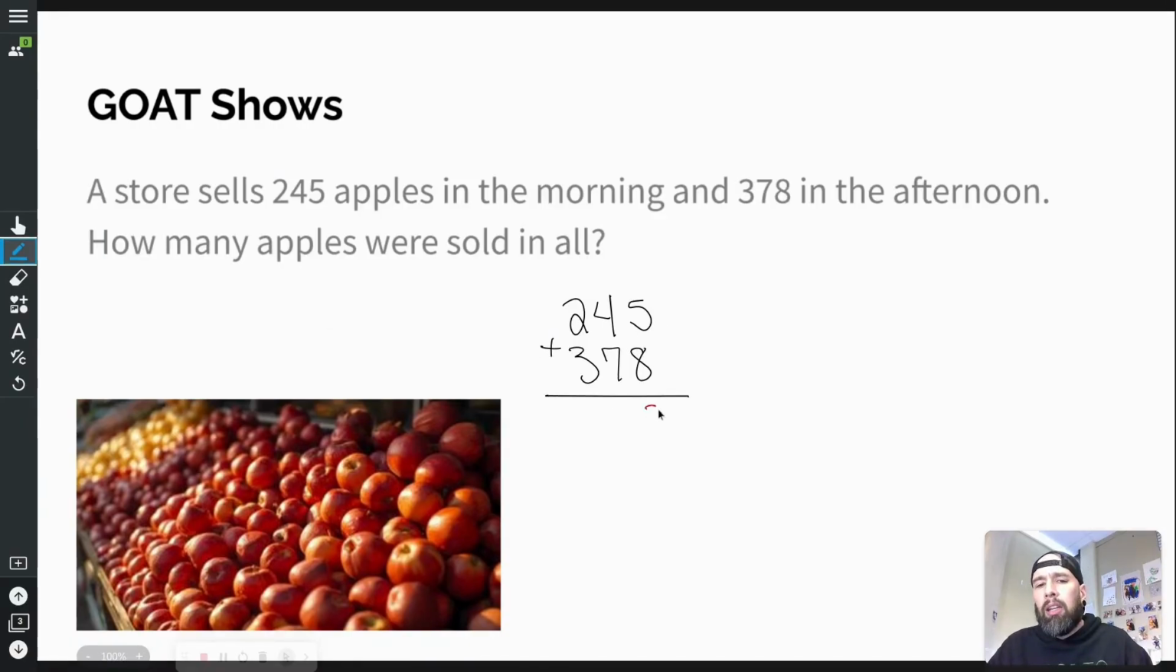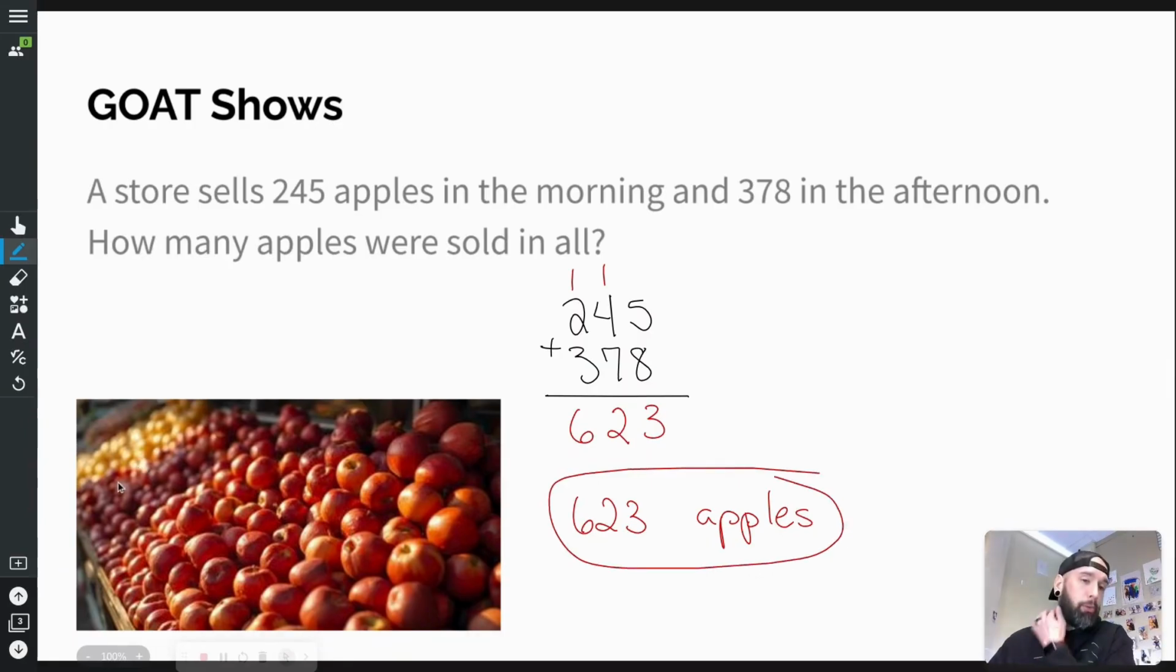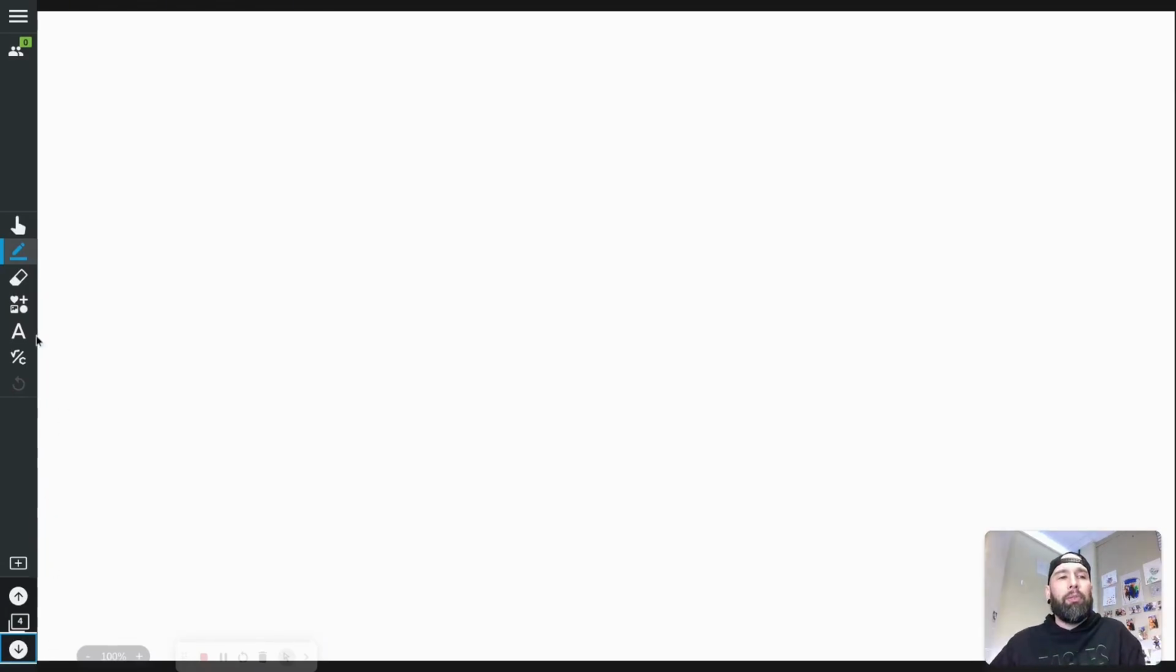5 plus 8 is 13, carry the 1. 1 plus 4 is 5. 5 plus 7 is 12, so 12, carry the 1. 1 plus 2 is 3. 3 plus 3 is 6. And you get 623 apples were sold in all. 623 apples. How about them apples?